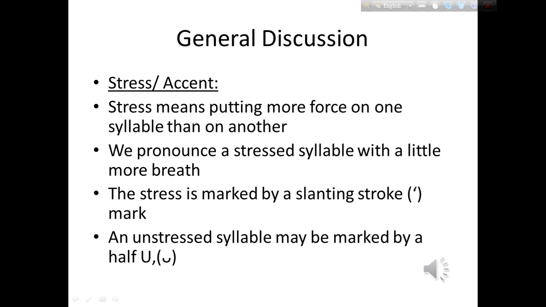And the syllables of a foot are not always equally given stress. The tendency to keep a syllable under no stress is known as unstress or unaccent. The syllables that receive no stress are known as unaccented or unstressed syllables, and the unstressed syllable might be kept under no sign or may be marked by a half U.